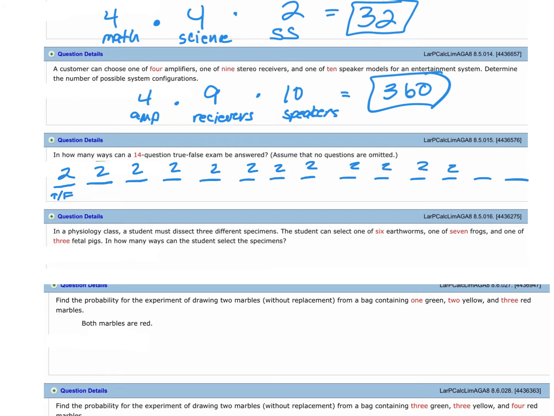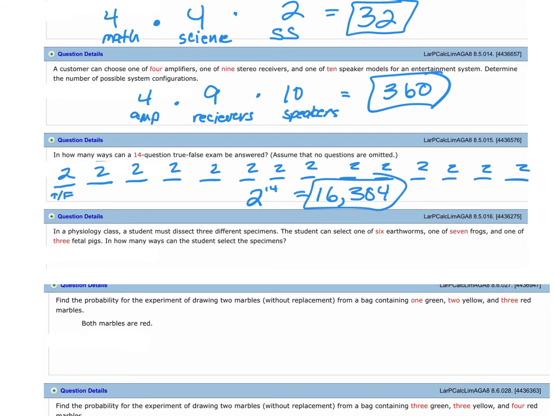What's another way I could write this? 2 to the 14th power. Good. When you multiply 2 to the 14th power, what do we get? 16,384. Perfect. Good.